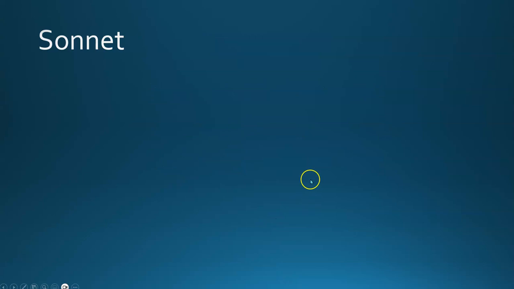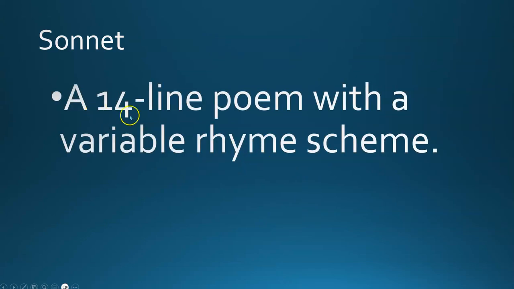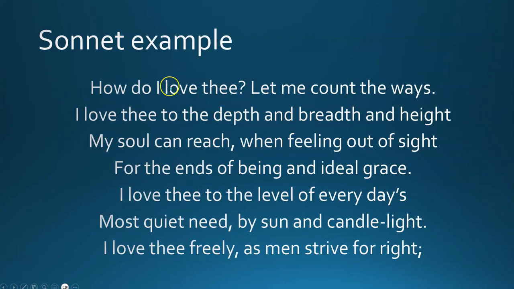All right, the sonnet. Ooh, this bad boy. Here we go. This one is 14 lines, and it uses a variable rhyme scheme. So where the ballad stanza had lines 1 and 3 matching and lines 2 and 4 matching, this gets all sorts of weird. So let's look at one of the more famous sonnets. Here we go. How do I love thee? Let me count the ways.